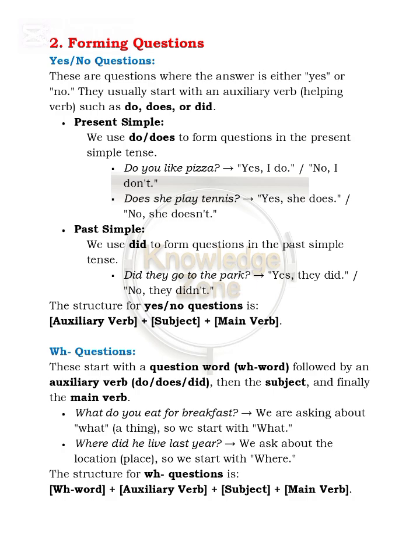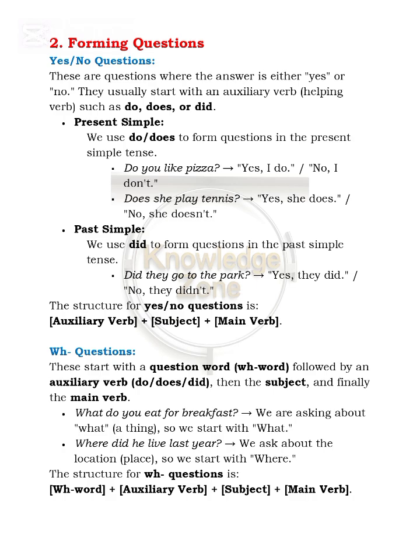2. Forming questions. Yes-no questions. These are questions where the answer is either yes or no. They usually start with an auxiliary verb such as do, does, or did. Present simple. We use do, does to form questions in the present simple tense. Do you like pizza? Yes, I do. No, I don't. Does she play tennis? Yes, she does. No, she doesn't.